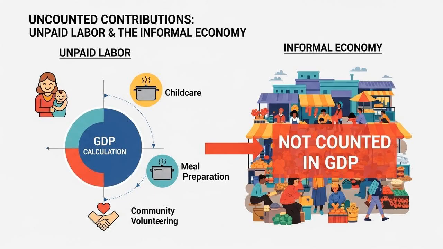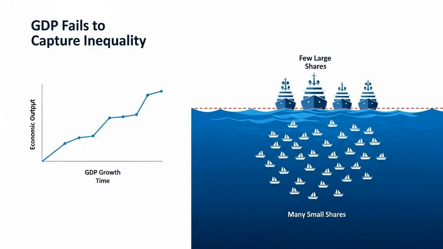GDP is also blind to a huge amount of valuable work simply because no money changes hands. The unpaid labor of caring for children or elderly parents, cooking, cleaning, volunteering, all essential for a functioning society, is completely invisible in GDP figures. In many developing nations, a large informal or black market economy also goes uncounted, leading to an underestimation of their true economic output.